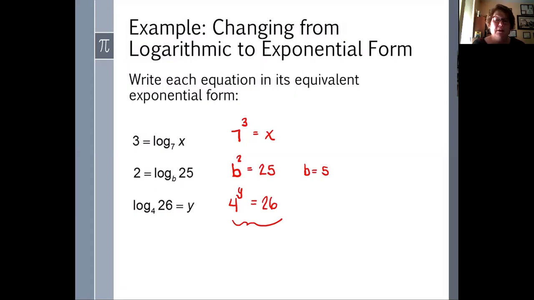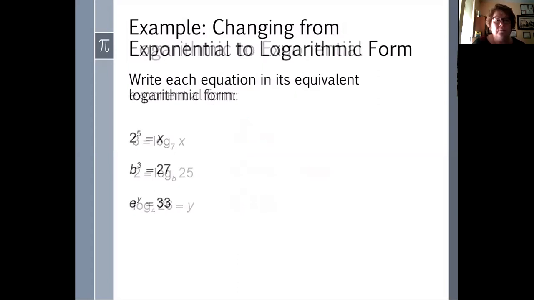And we're going to get a property later where we can easily find what the log base 4 of 26 is. As a matter of fact, your calculator can calculate the log base 4 of 26. So you can find what number you would raise 4 to get 26. It's going to be a decimal approximation, but you can find it. All right, let's try the other way. Let's take some exponentials and let's see if we can write those as logarithms.